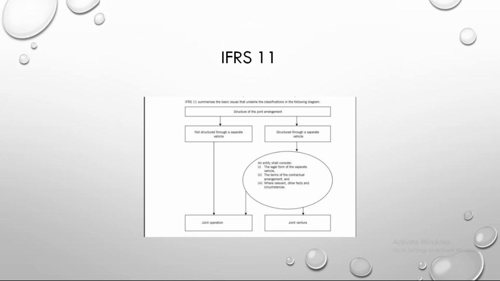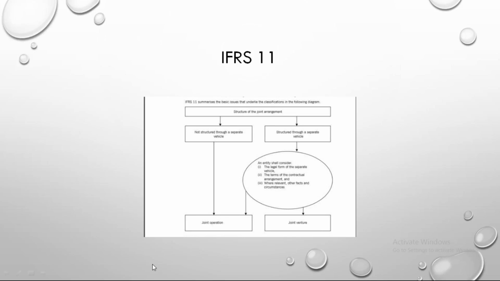So this is the little chart which I put up. Once you get it, you read that one. So the clear demarcation is: a joint operation is not structured to a separate vehicle, but a joint venture is structured to a separate vehicle.